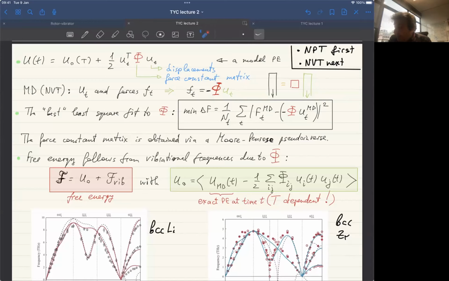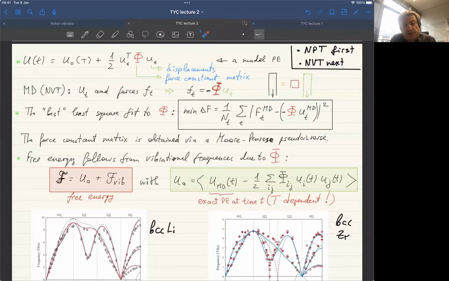What was suggested? So you run a molecular dynamic simulation NPT first to determine the structure on average. Once this structure is known, you fix the structure and you run NVT simulations. All right. So you keep the volume, you keep the shape of your unit cell constant, and you run NVT simulation next at a given temperature.